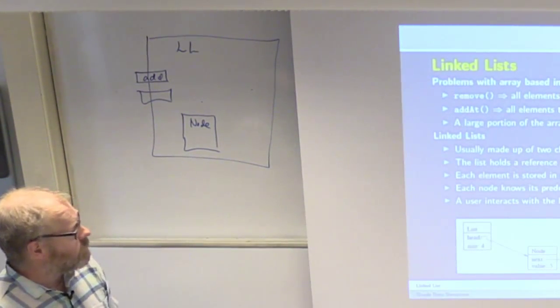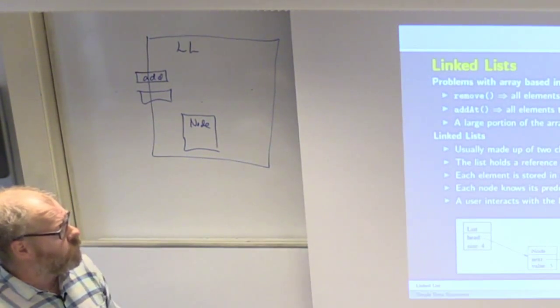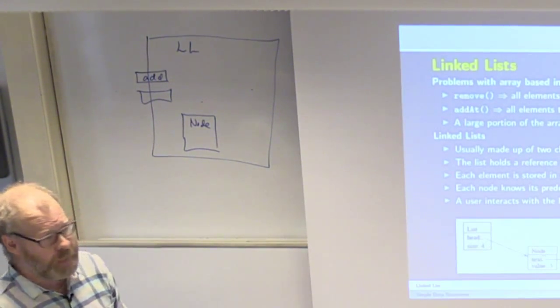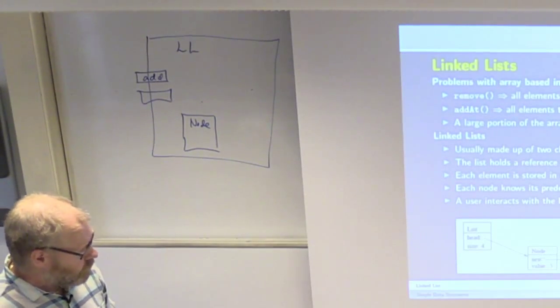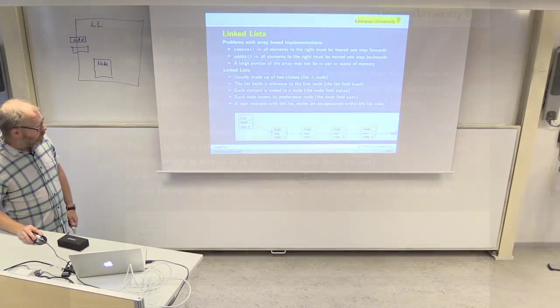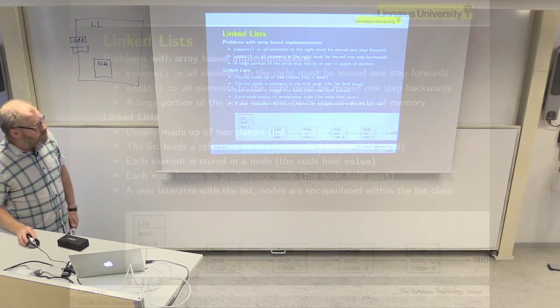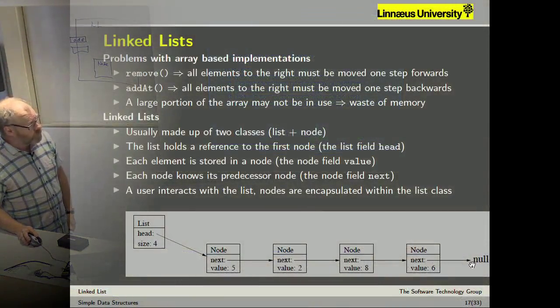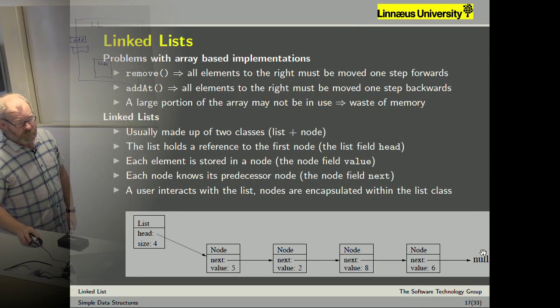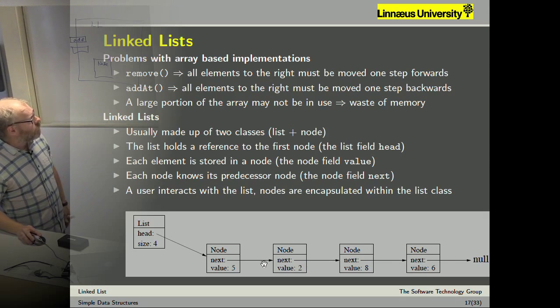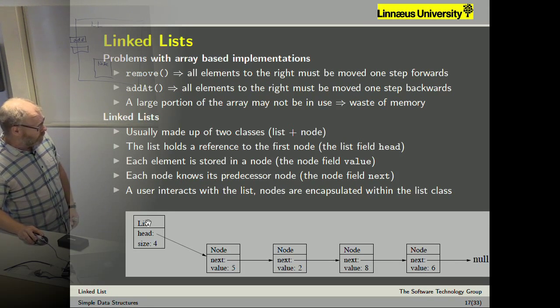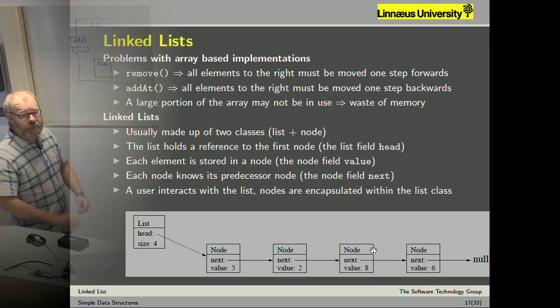So the list only knows about the first node in the chain. This one is called the head node. And then if we want to add one more element, we go along this chain until we find the first empty spot. Then we create a new node and insert it here. So a linked list consists of one object, the list object. It knows about the first node and it knows about the current size. And for each element added, we are creating a new node here. They are the links in the chain.